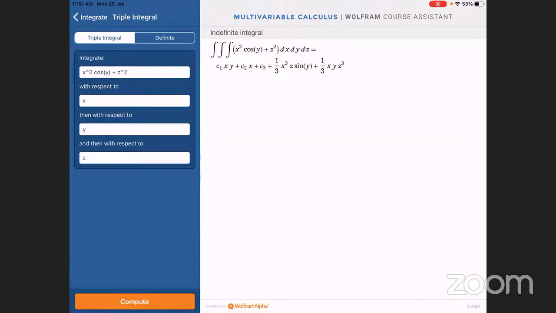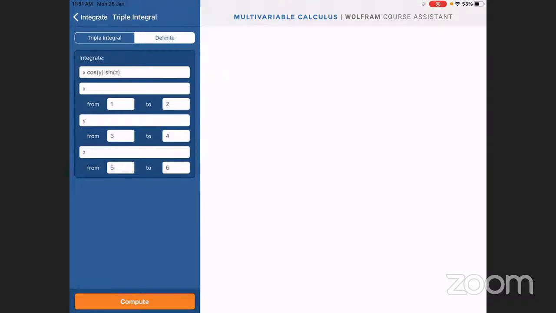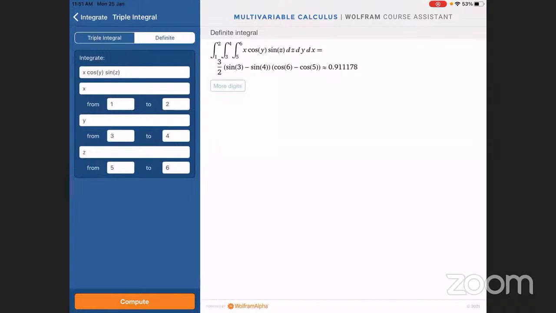Even with this, you can look for some definite integrals. x cos y and sin z. The limits of integrals are 1 to 2, 3 to 4, 5 to 6. That is the integral business. Its exact value is also seen here. So therefore, all these things can be done by using this particular app.